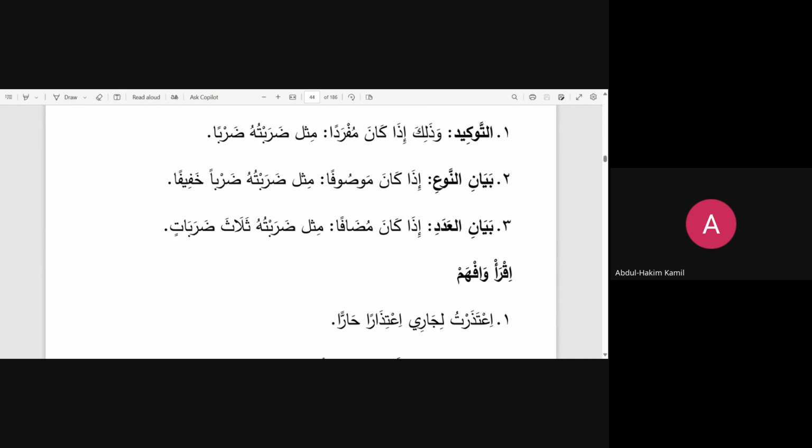That says in kana mawsufan. But as we're going to see, it could be mawsufan or it could be mudafan, mudaf ilayh. It can be like that or like that.